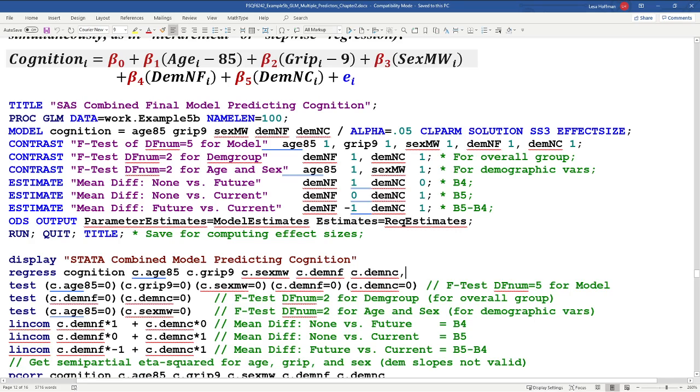We have, looks like I forgot my level 95 here, my bad. We have cognition as the outcome. We have each of the 5 slopes with a C in front of it. C dot allows us to do math on those things.